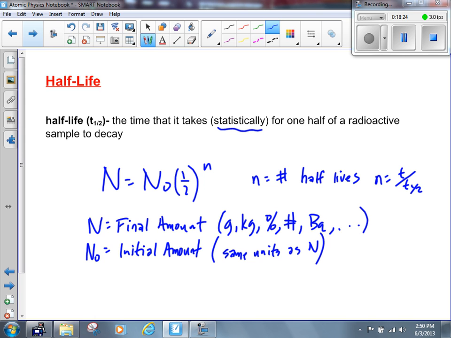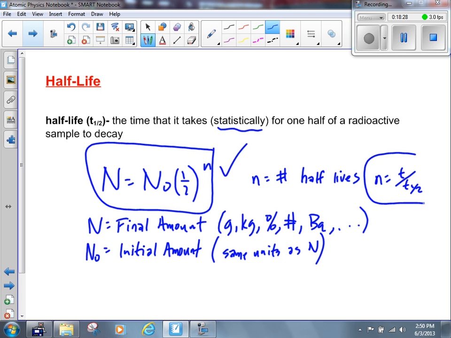2 new equations. This one does appear on your data sheet. This one does not appear on our data sheet, but it's really useful to have. So let's remember that equation. n is equal to t over t1/2.